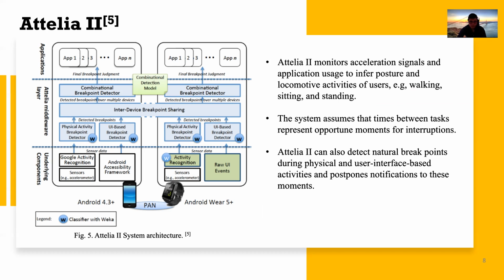And why does the system gather these breakpoints? Because it thinks the best time to send the user a notification is between two separate tasks or two separate physical breakpoints. If Artilia 2 cannot find such breakpoints, say the user has been reading for a long time, it can also detect the natural breakpoints during that activity and send the notifications at that time.